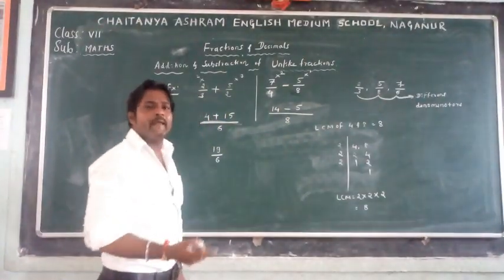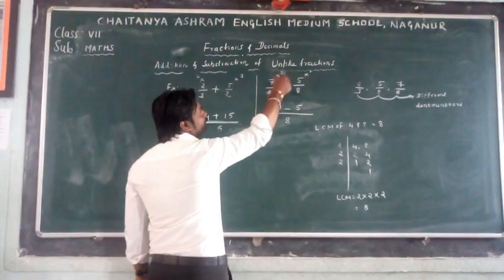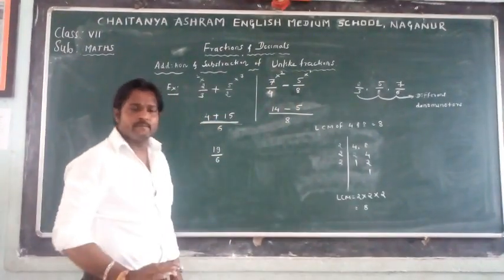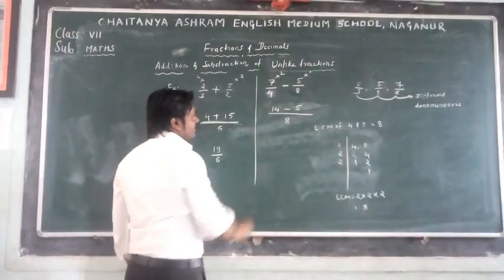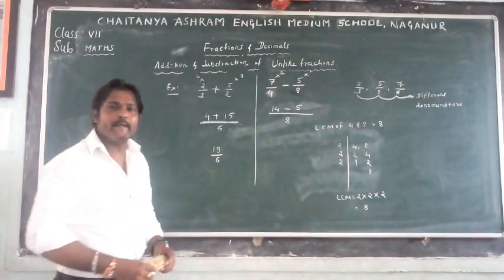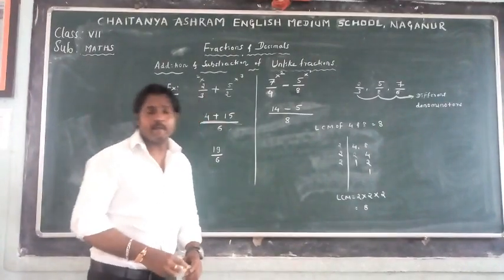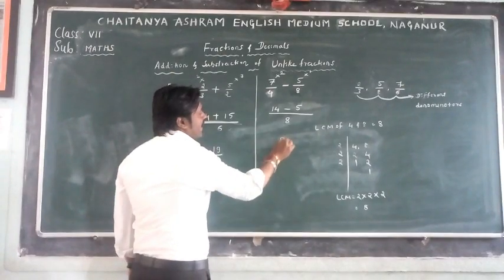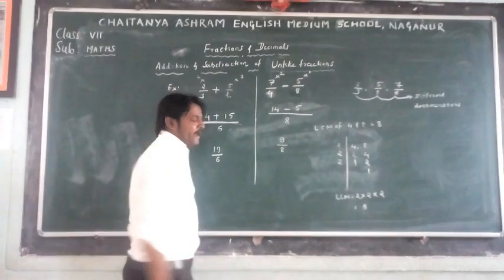You can multiply in this way also: 7 into 2 is 14, 5 into 1 is 5. No problem. Just next, 14 minus 5. We have to find the difference. Just tell me the answer. 14 minus 5. Yes, it is 9 divided by 8.